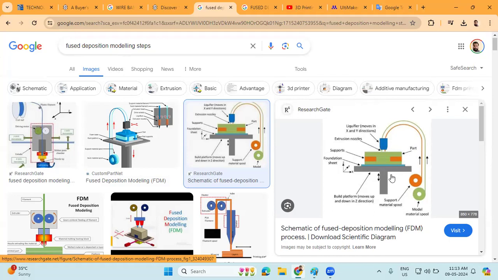And the final step, the third and final step, is called post-processing. This step involves removing the support structures from our final product. This can be done manually or with the help of a support removal system.